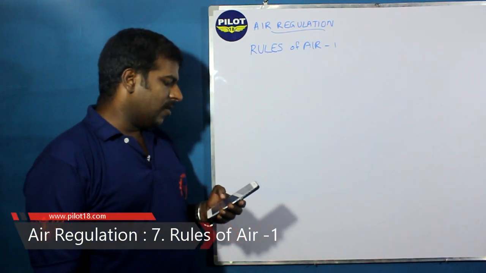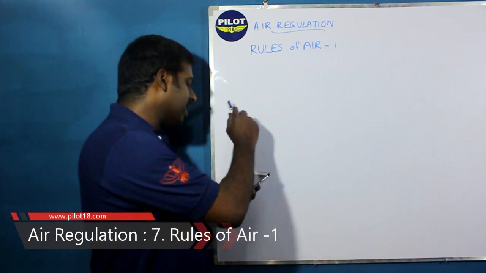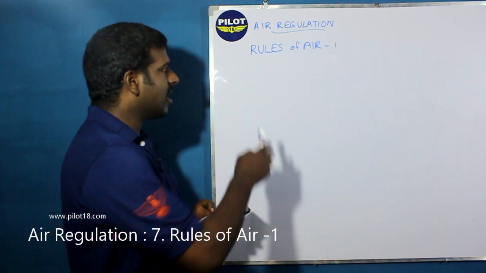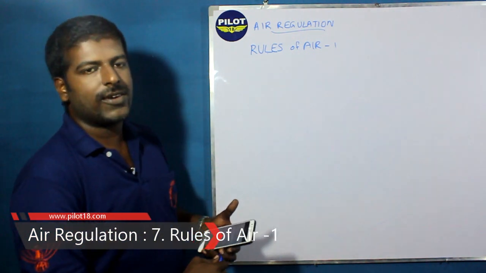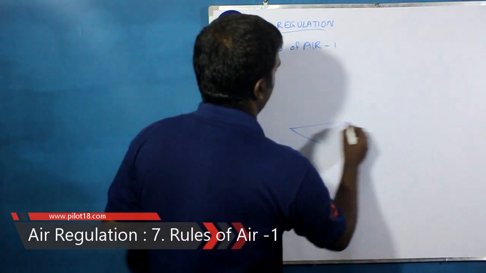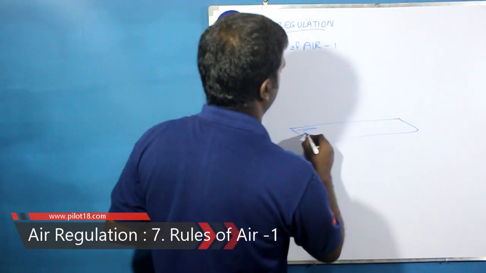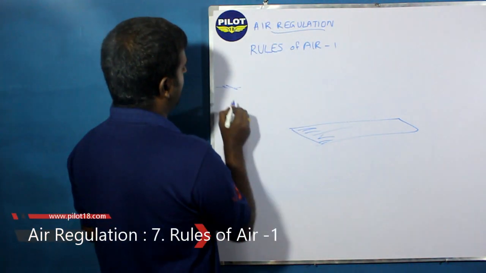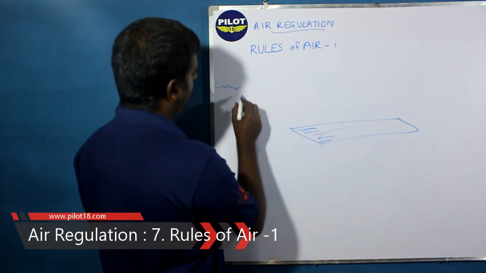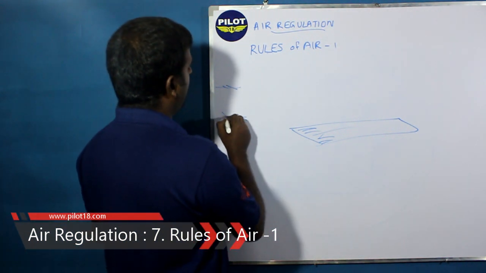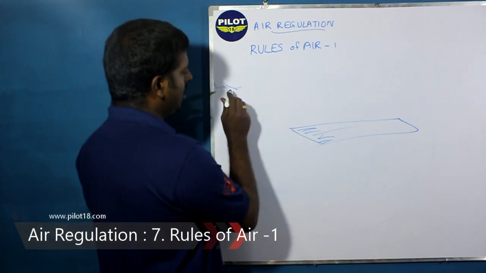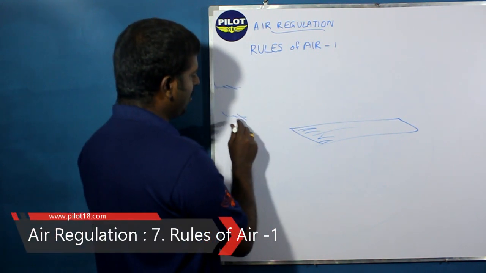Then comes, if two or more heavier-than-air aircraft are approaching an aerodrome for the purpose of landing, the aircraft at the higher level shall give way to the aircraft at the lower level. Runway is like this. One aircraft is coming like this and one aircraft is coming like this. One is at a higher height and one is at a lower height. The aircraft at the higher height shall give way to the aircraft at the lower height.